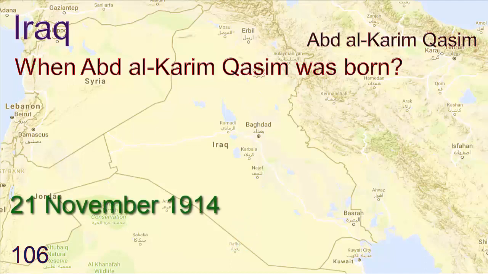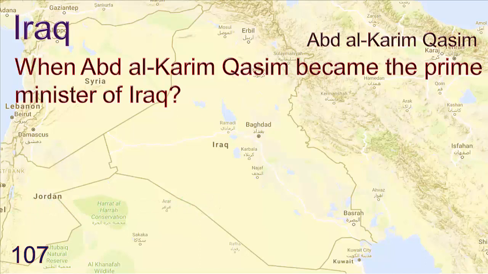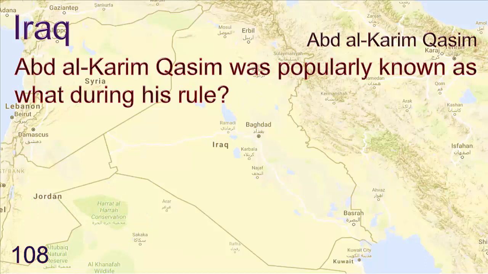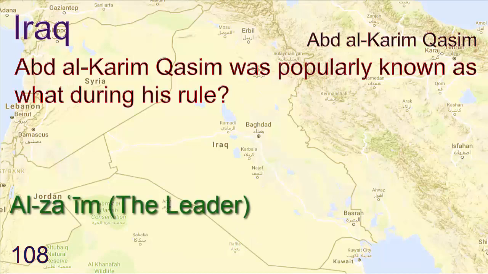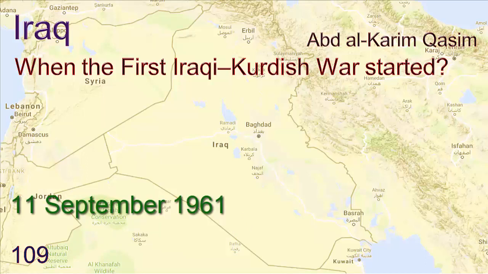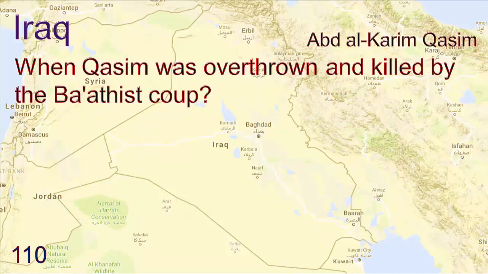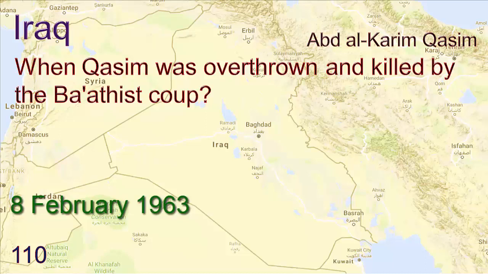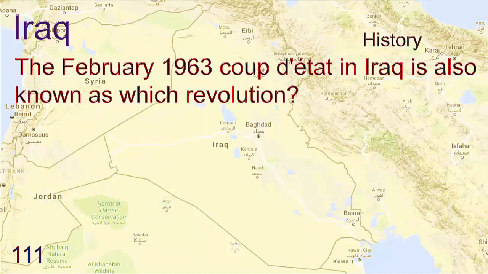When Abdul Karim Qasem was born? 21st November 1914. When Abdul Karim Qasem became the Prime Minister of Iraq? 14th July 1958. Abdul Karim Qasem was popularly known as what during his rule? Al-Jaim, the leader. When the first Iraqi Kurdish war started? 11th September 1961. When Qasim was overthrown and killed by the Ba'athist coup? 8th February 1963.